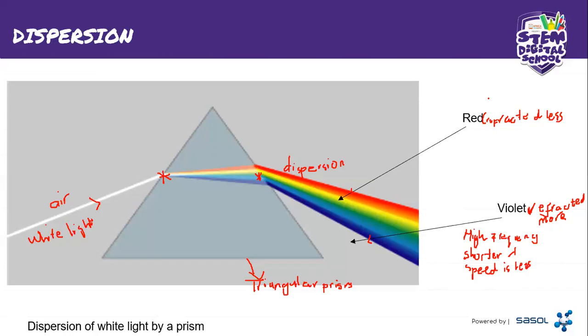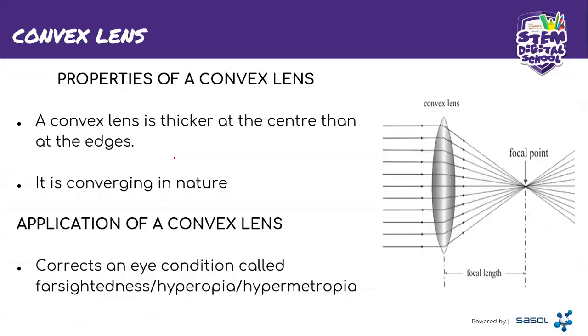And the opposite is true for a red color. It is refracted less because it has a lower frequency and a longer wavelength, and the speed is more. So please know about that. Are we together? Right. So that is dispersion. Let us move to lenses.